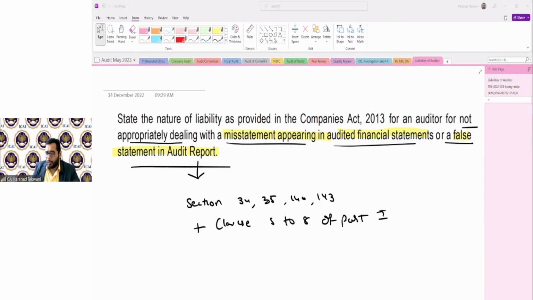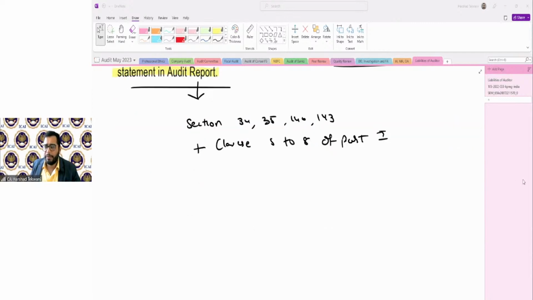So yes, there's a question: is criminal liability only section 34 or any other section also? See, there are punishments under different sections for different kinds of acts. Let's say some different punishments which are there. Section 448 is the punishment for false statement. If you read that particular section, it provides the penalty prescribed under 448, which will be the punishment for false statement.